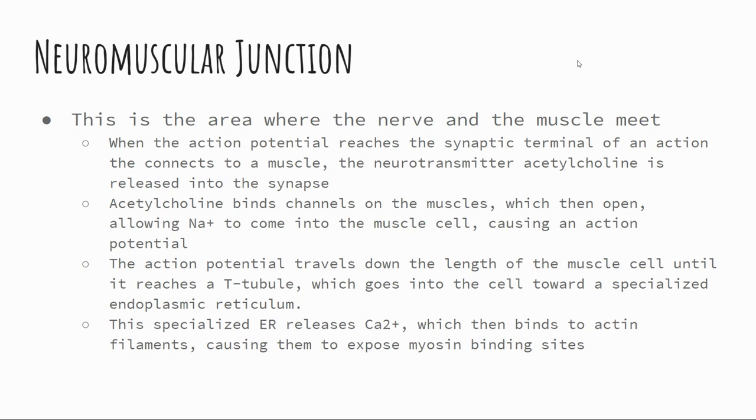The action potential travels down the length of the muscle cell until it reaches a T-tubule, which goes into the cell towards the specialized endoplasmic reticulum. This specialized ER releases calcium ions, which then bind to actin filaments, causing them to expose myosin binding sites. Okay? And once these sites are exposed, this is where we're going to start seeing the contraction of muscles. And that's where we're going next.